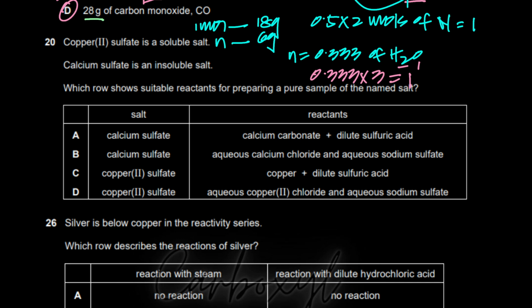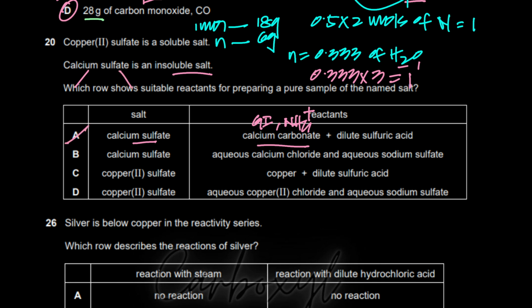So we have to check which reactants we need. Well, calcium sulfate is an insoluble salt. So you need to take 2 soluble salts. Sir, how in the world is he using calcium carbonate? All carbonates are insoluble except for group 1 carbonates and ammonium carbonates. So calcium carbonate is not a soluble salt. And in order to create an insoluble salt, you need to take a soluble salt of calcium and a soluble salt of sulfate. So A is incorrect.